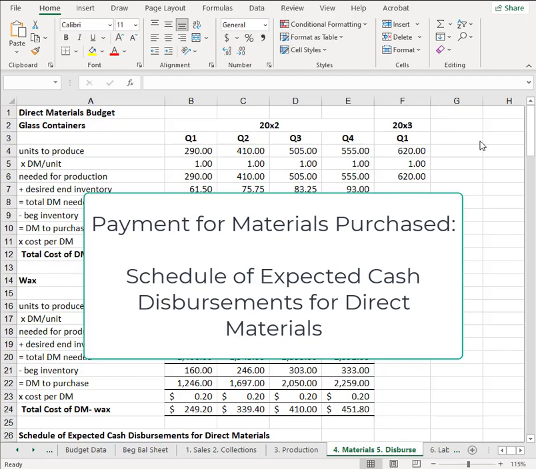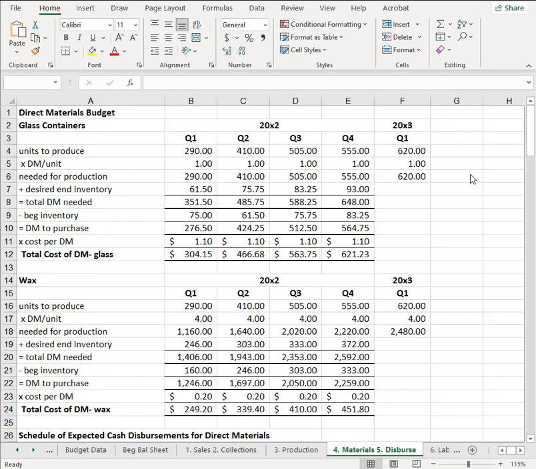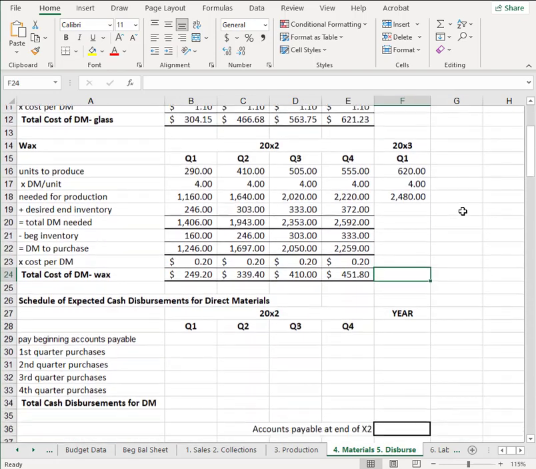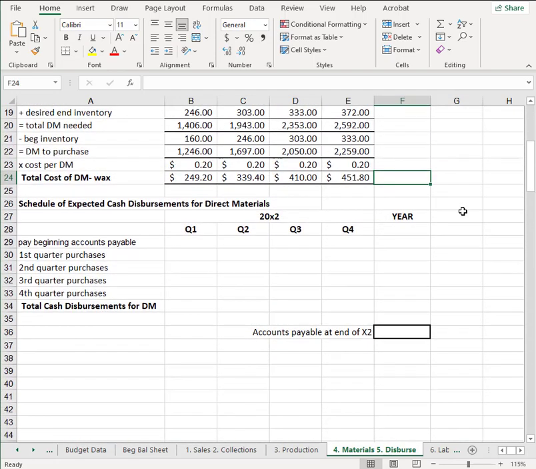We just finished the direct materials budget and now we have to pay for the things that we're buying. And we want to know the timing of those payments. So that's going to be our disbursements budget, our expected cash disbursements. That's a fancy word for payment, cash payments for direct materials.